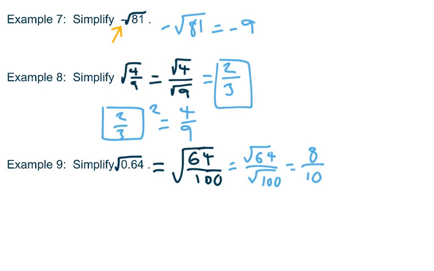Now I could reduce that and state that as a fraction, but since my original question was stated in terms of a decimal, let's write the answer as a decimal. 8/10 is 0.8. That's how you would want to handle a principal square root of a decimal. Write it as a fraction first, and then think about the principal square root, and then write it back as a decimal.